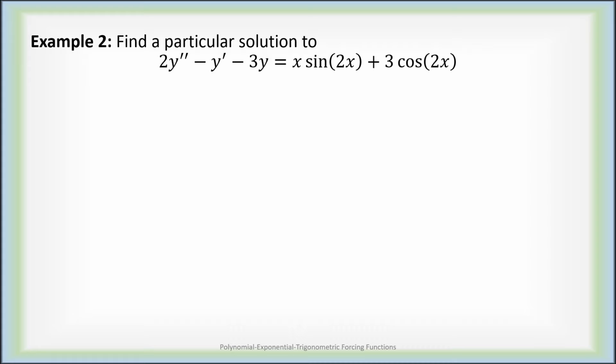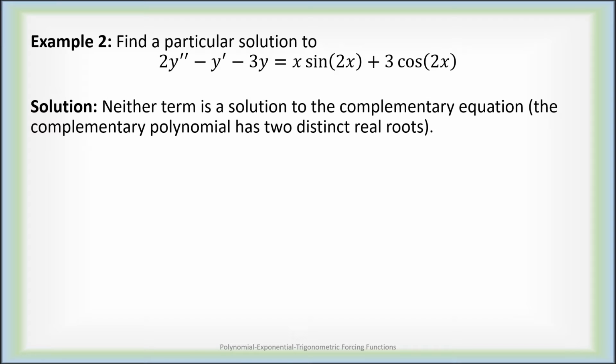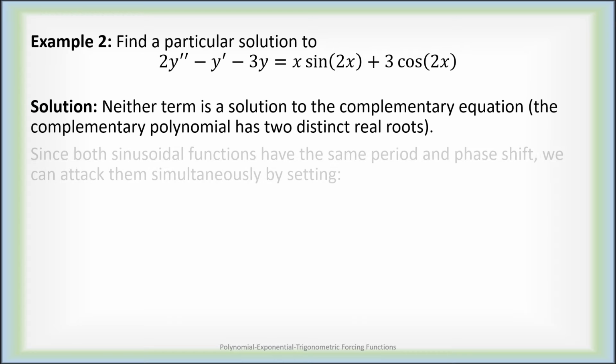Next, let's find a solution to 2y double prime minus y prime minus 3y equals x sine of 2x plus 3 cosine of 2x. Neither term is a solution to the complementary equation. Okay, the first one couldn't be. We never got complementary equations solved by x times a sine term. However, that second one of a cosine could theoretically be. However, the complementary polynomial 2r squared minus r minus 3 has two distinct real roots, which means a fundamental set of solutions is given by two different exponentials, nothing that looks like our forcing functions.